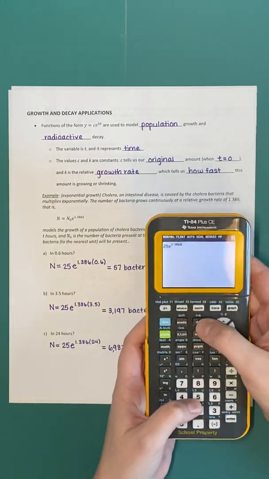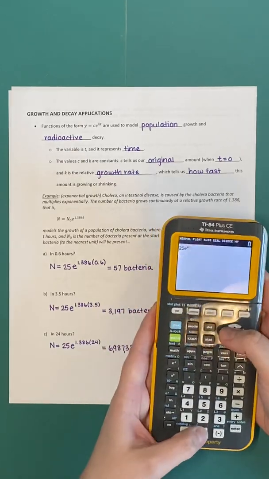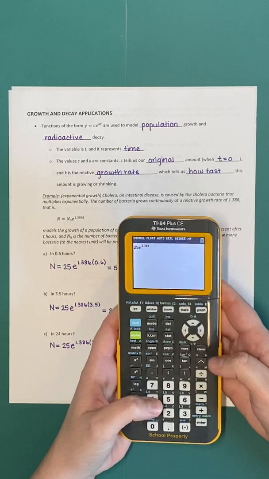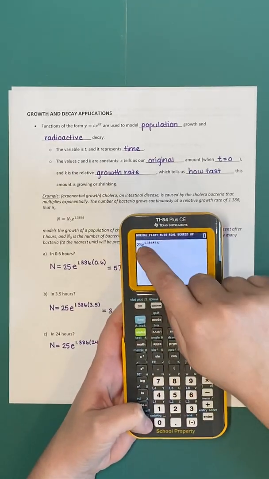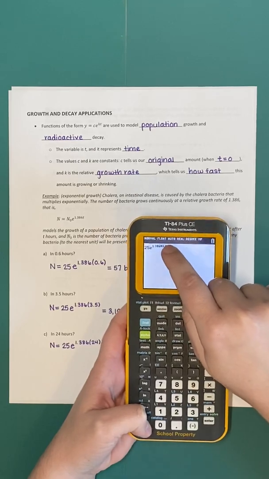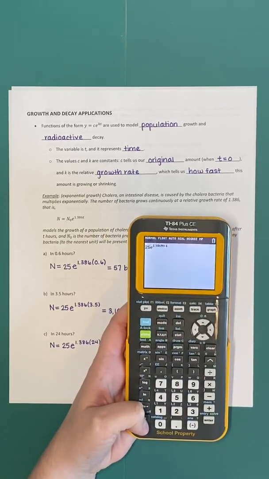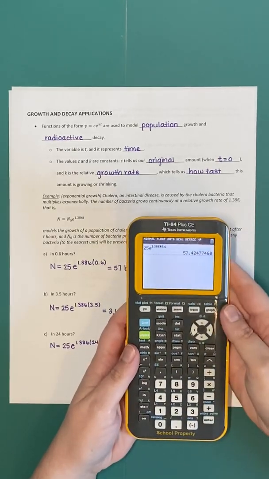1.386. Oops, that's not going to do it. That's not a point. Let me clear that real quick. 1.386, I accidentally put a negative, 1.386 times 0.6, and notice that's all in the exponent. So that's what I want. Double check it, read through what you type before you press enter. That looks good. So then I can hit enter.